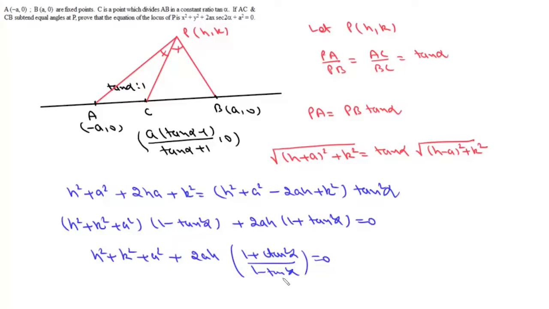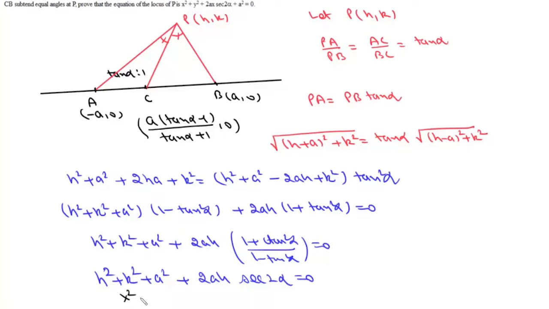Now (1 − tan²θ)/(1 + tan²θ) is cos 2θ. So this expression is sec 2θ, which in this case is sec 2α. So we can write this equation as h² + k² + a² + 2ah sec 2α = 0. And in the end, we'll replace h and k with x and y. So this equation will be x² + y² + 2ax sec 2α + a² = 0, which is what we need to prove in this question.